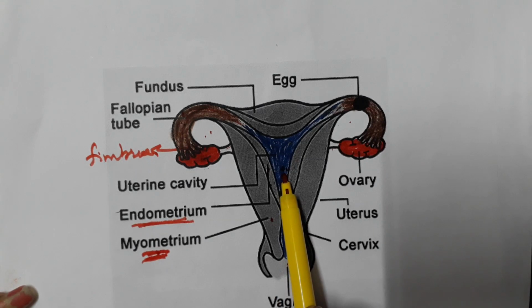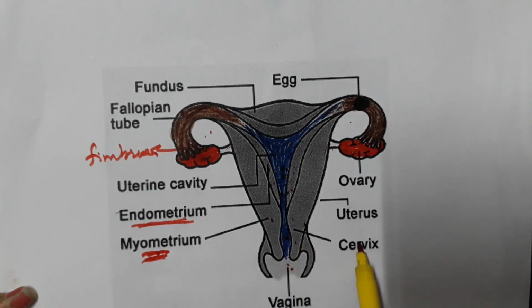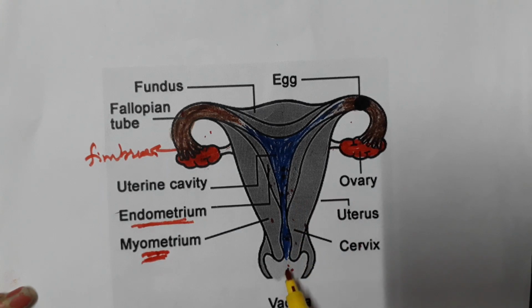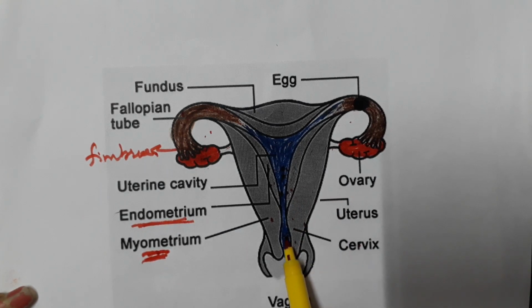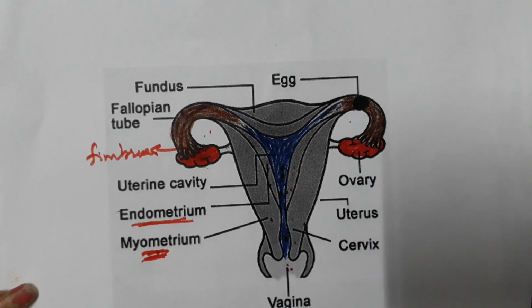So uterus play a very important part. The last part of the uterus is a narrow passage that is known as the cervix. The uterus opens into the vagina through this narrow passage, which is known as the cervix. Last part of reproductive system is the vagina. It acts as a copulation canal as well as birth canal.